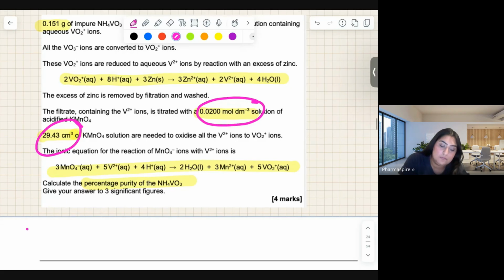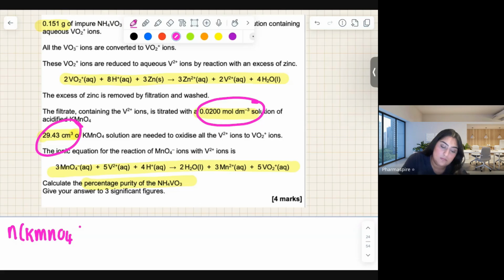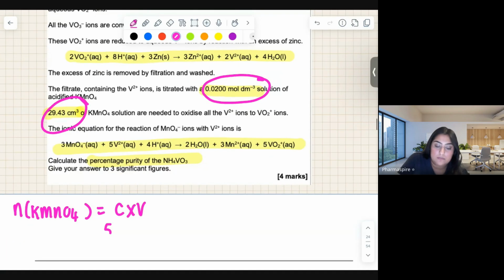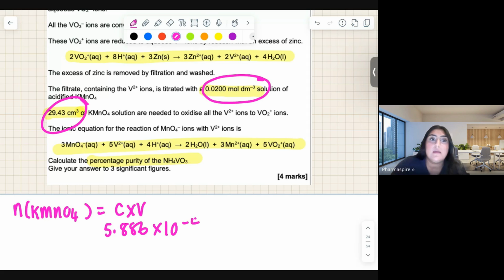Okay, so I want you guys to give me the moles of KMnO4 now that you know that. You do C times V, but be careful, that's in centimeters cubed and you need to convert into decimeters cubed. 5.886 times 10 to the power minus 4. Fantastic. Okay, that's always your first marking point. I always say to my students, you should be able to get the first 3 points through redox equations because they're always the same. After that, they put some more malarkey in, but at least get the first 3 because it's always the same.